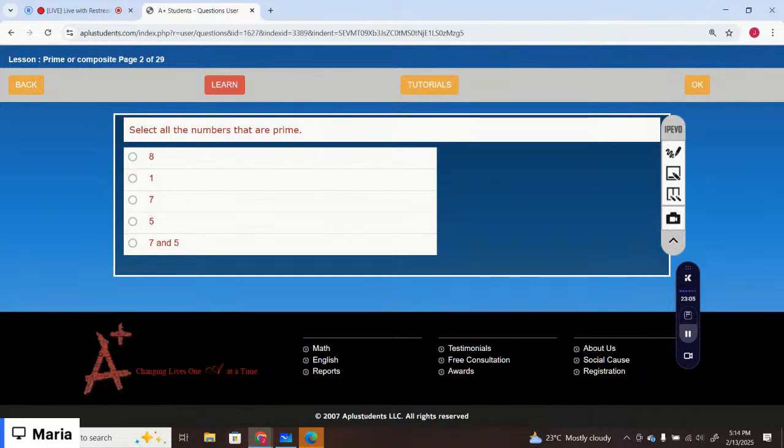Select all the numbers that are prime. So you have to select the numbers that are prime. 7 and 5, they both are prime numbers. Only these two have two factors. 7 and 5 are the prime numbers.